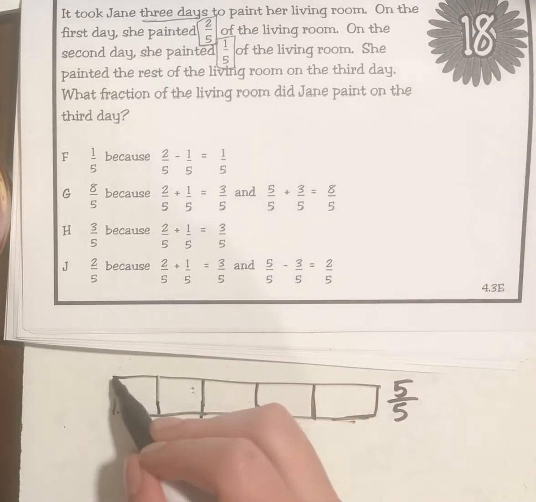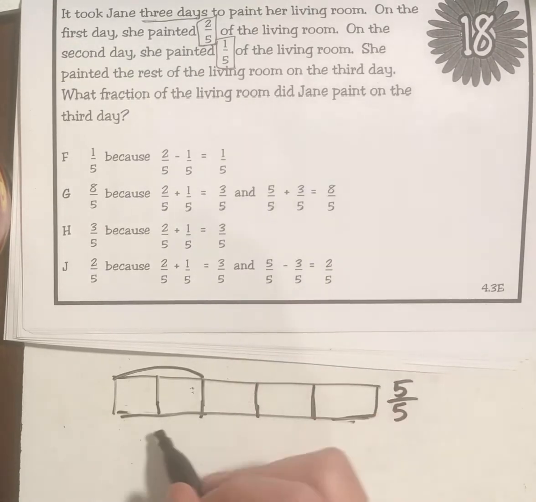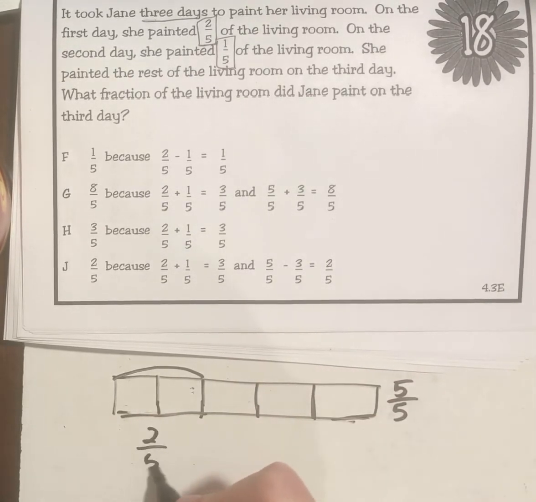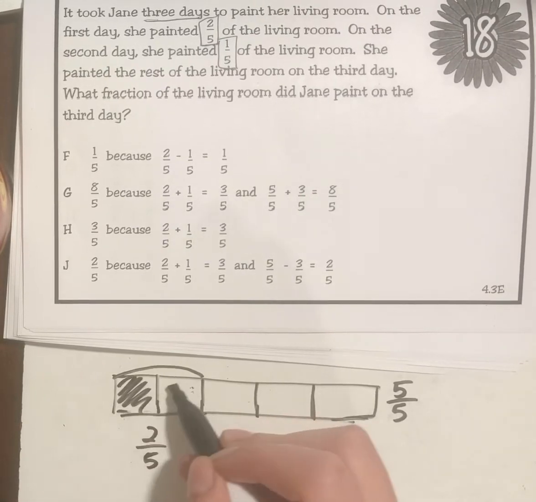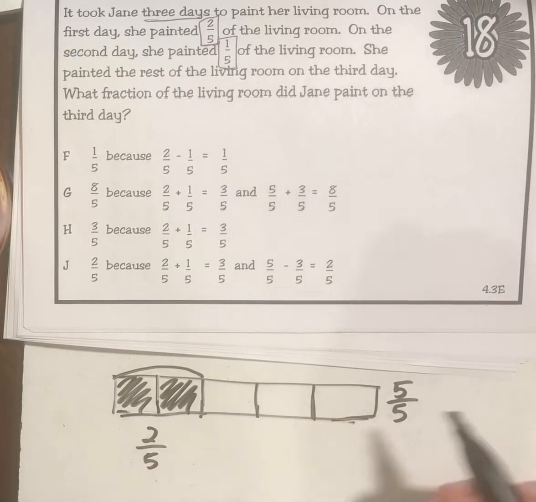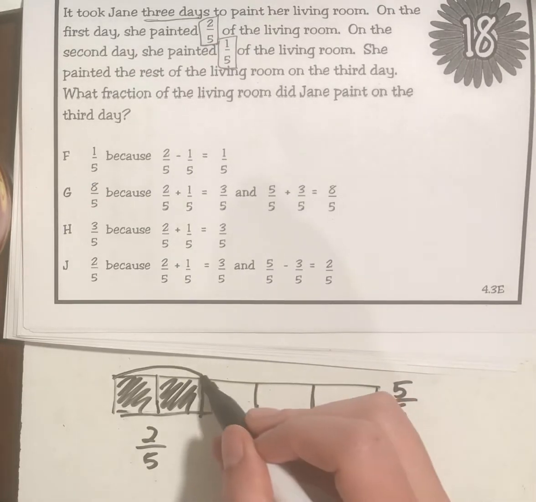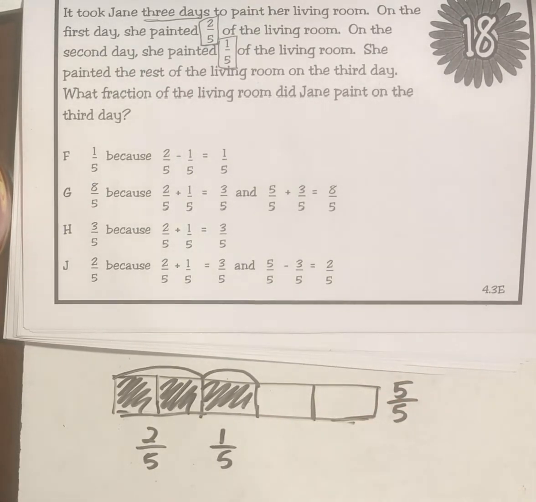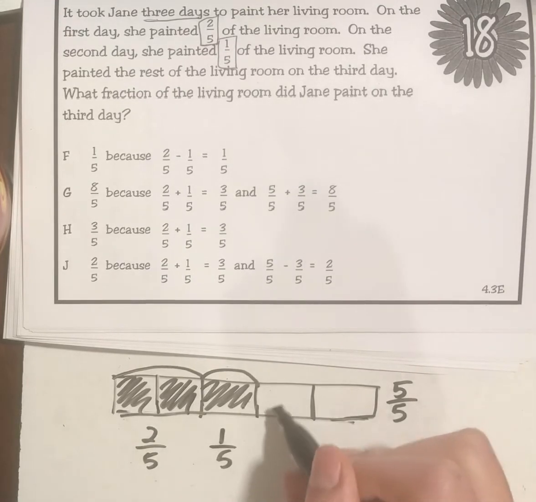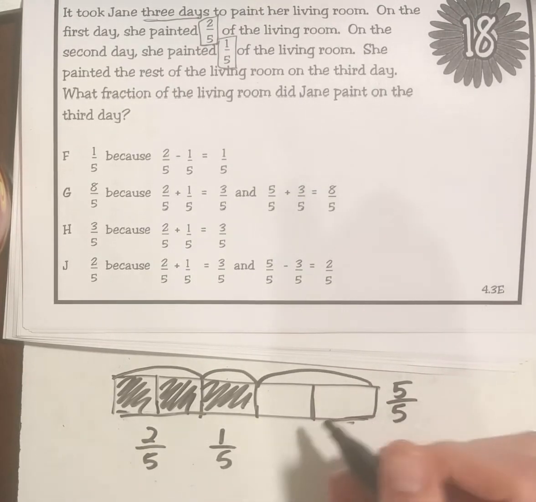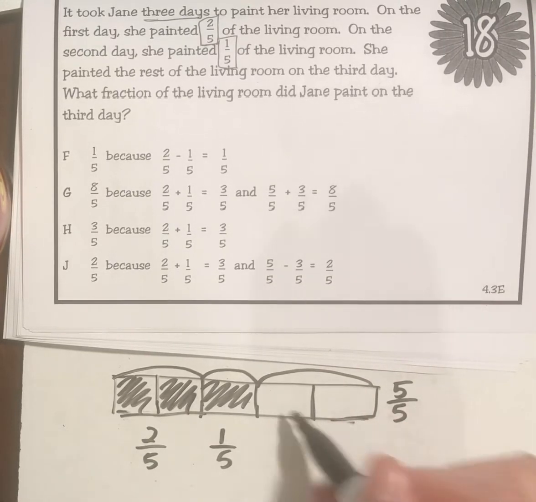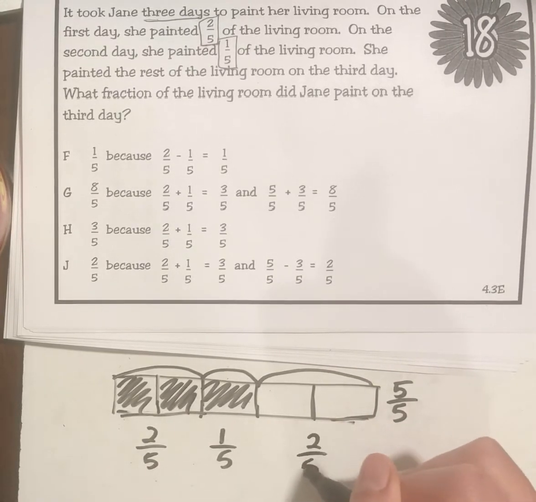So on the first day, we know that she painted 2/5. Then the second day, she painted 1/5. And on the third day, that's what we're trying to find, but we can already tell that we have 2 more left. 2/5 is what she would paint on the third day.